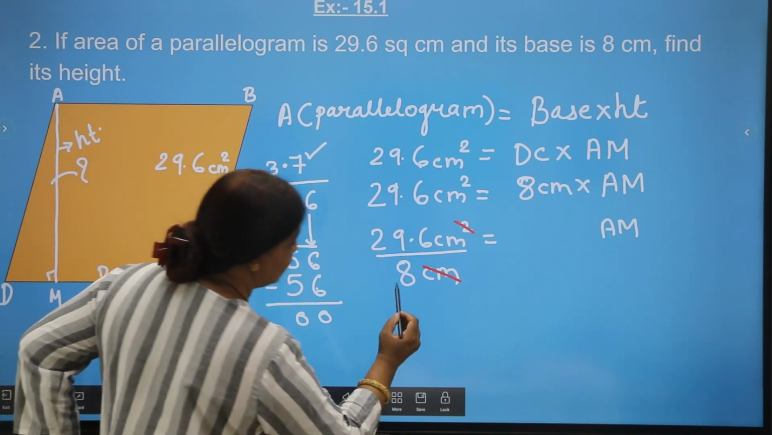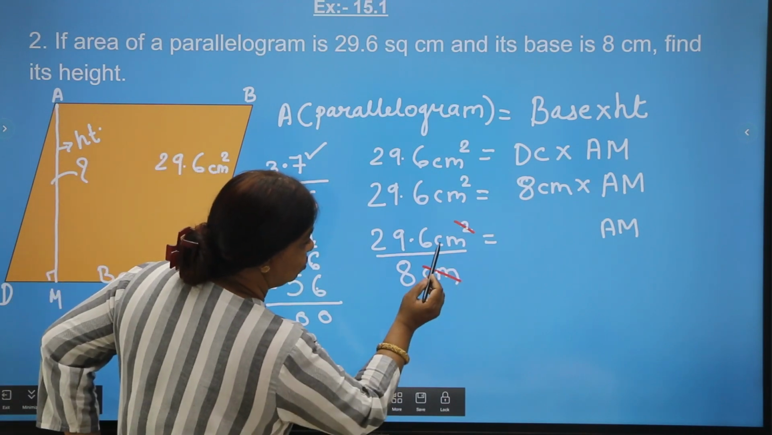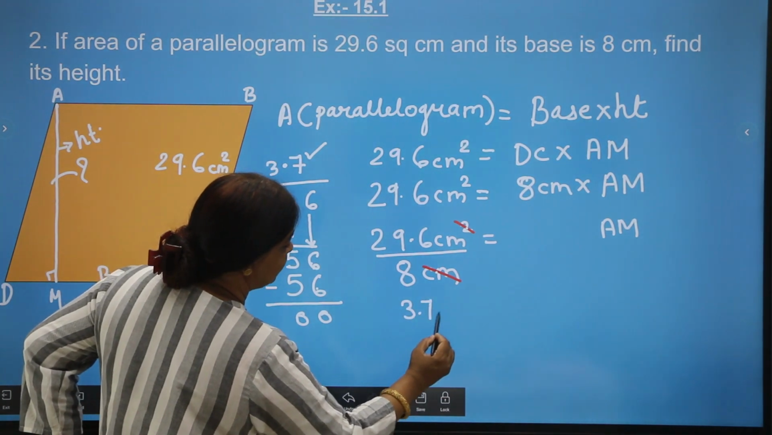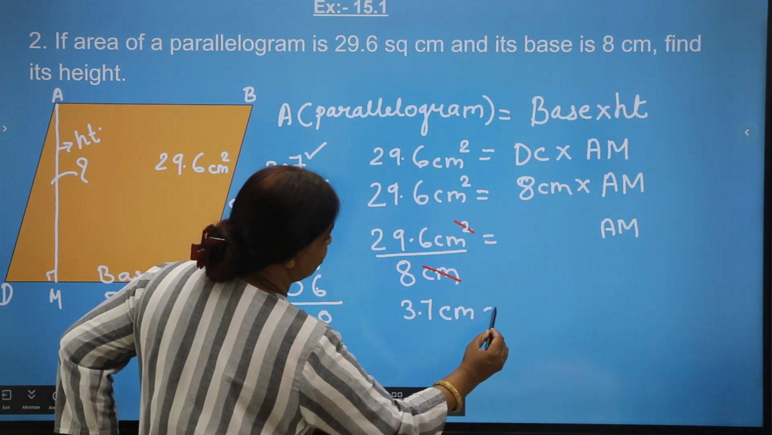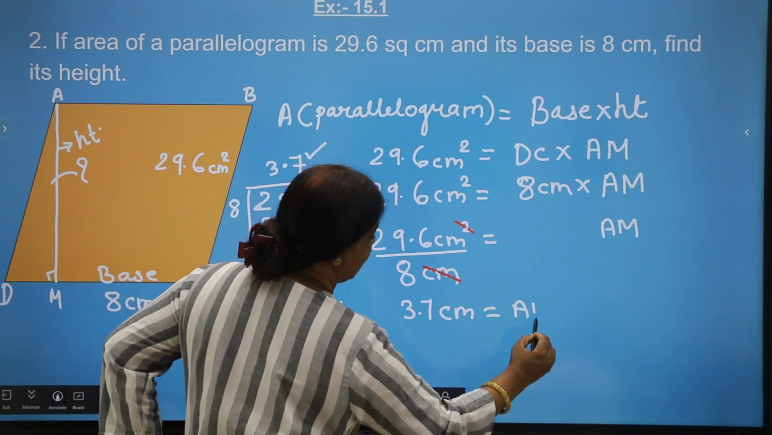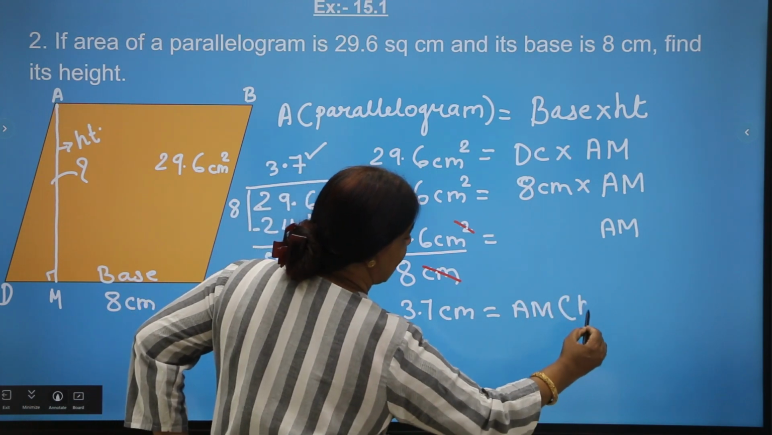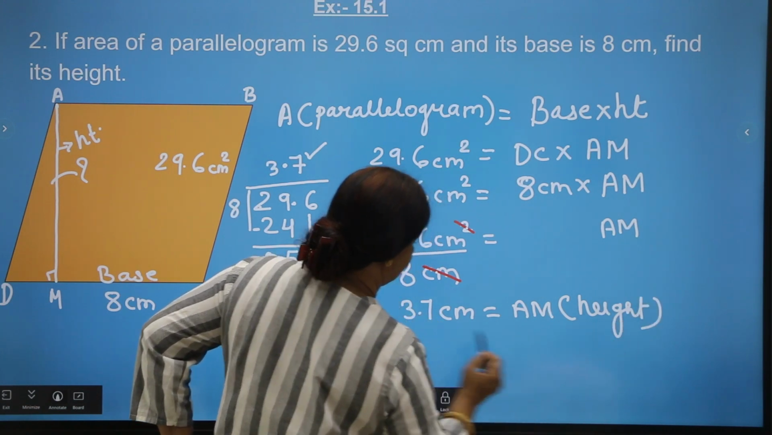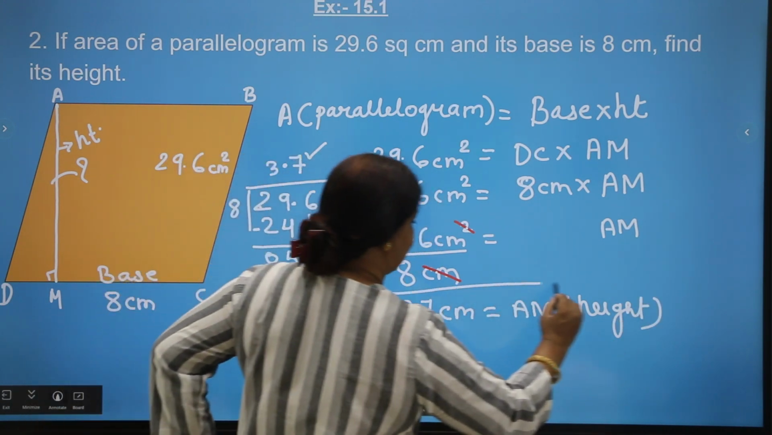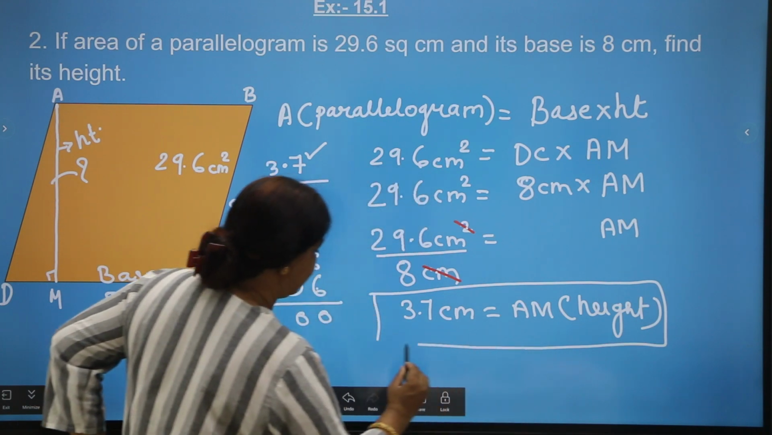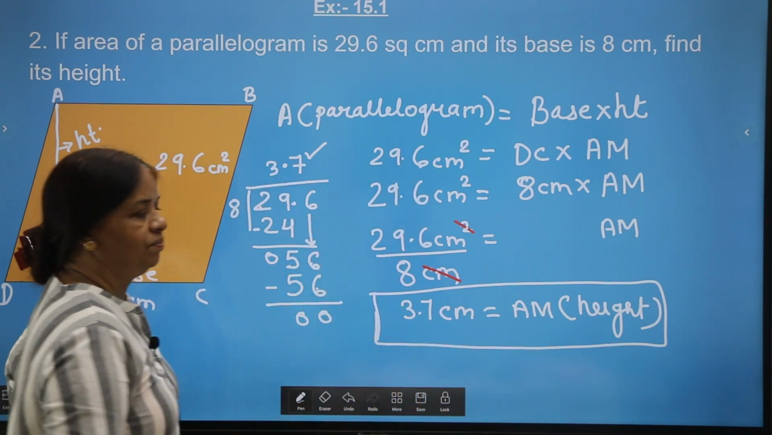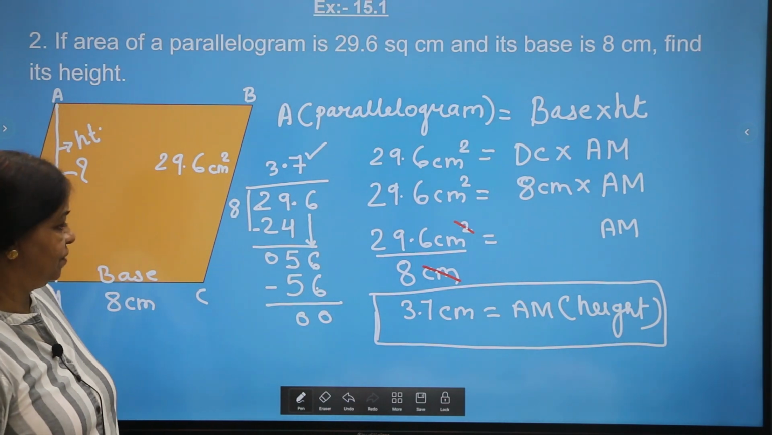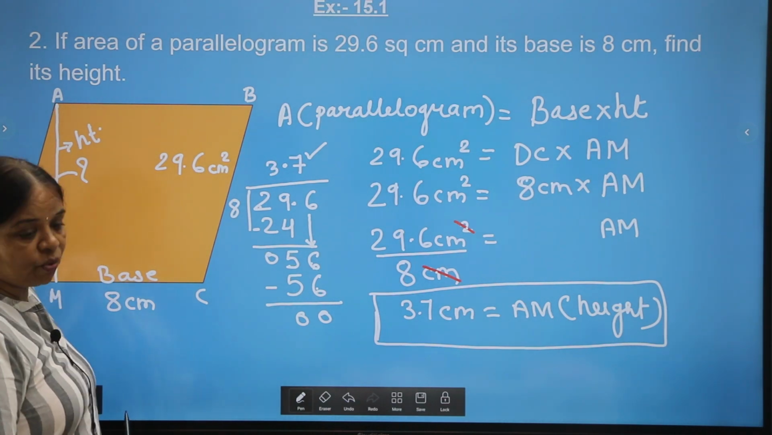So let's write here. See, 1 centimeter is cancelled, only 1 centimeter is left, and you get here 3.7 centimeter, which is equal to AM. And AM is nothing but height of the parallelogram. Final answer should be written in a box. You can pause and you can write the question. Let's move to the third question, children.